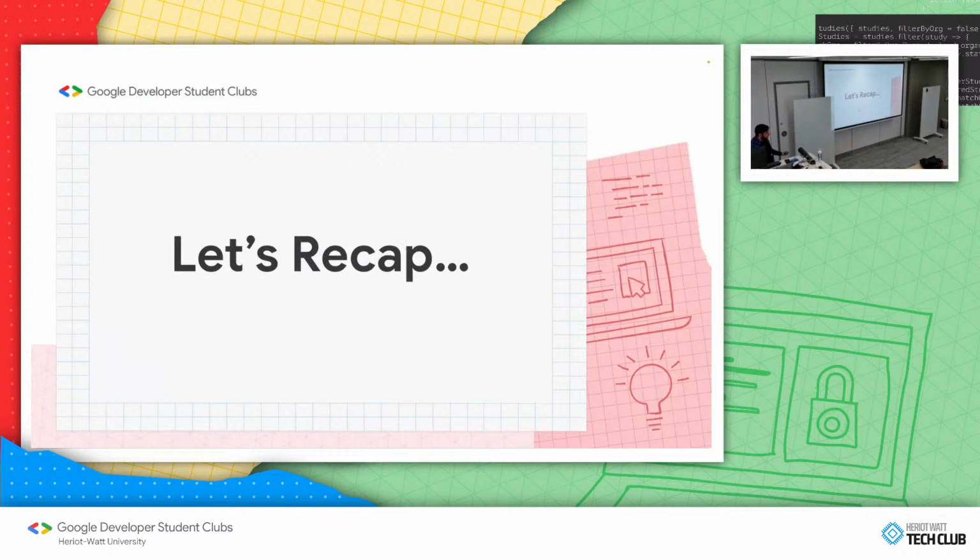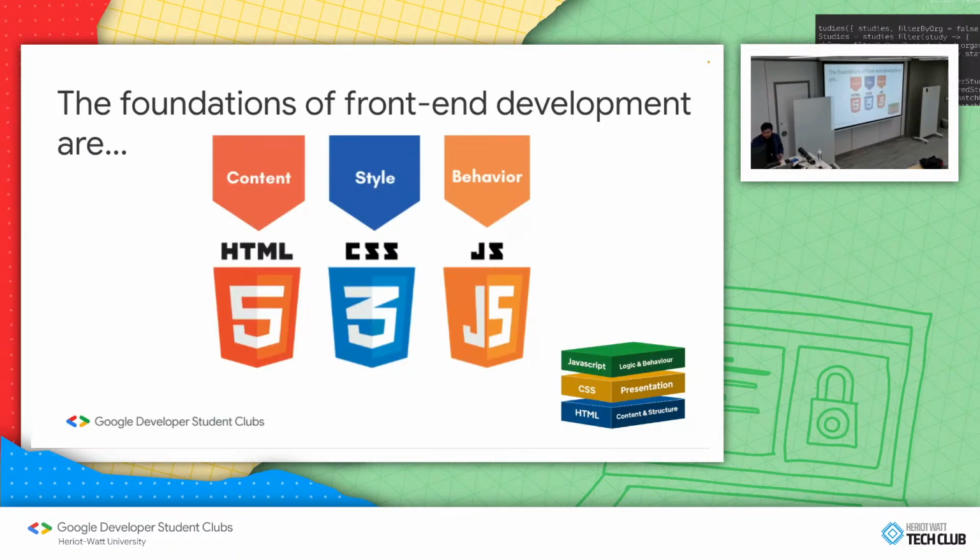Let's start off with a recap. This is the last session in the series, so let's recap everything we have been through so far. Just as a refresher, we have already talked about the foundations of front-end development. It mainly constitutes HTML, CSS, and JavaScript. HTML being the content and structure of your web page, CSS representing the presentation, or how your website looks to the end user. Meanwhile, JavaScript controls all the behavior of your website.